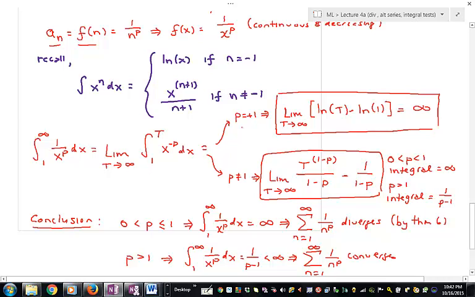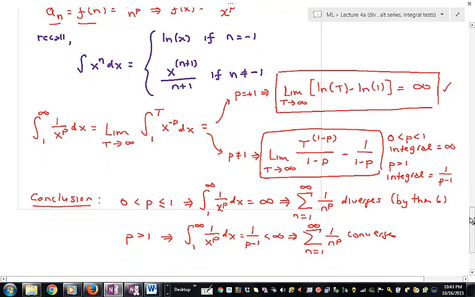And we notice that when p is equal to 1, this becomes x to the -1, and of course that integral is natural log of t. And when we evaluate this out, we see this is going to be infinite. So this tells us that since the integral is infinite for p equal to 1, the p series also will be infinite for p equal to 1, and it will not converge.